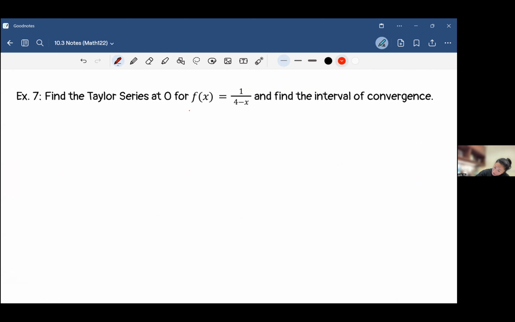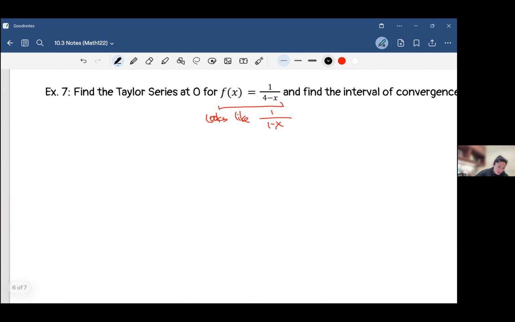This, to me, looks like 1 over 1 minus x, right? If only that 4 were a 1, then we would already know what it is, okay? So let's do a little bit of algebra, okay?